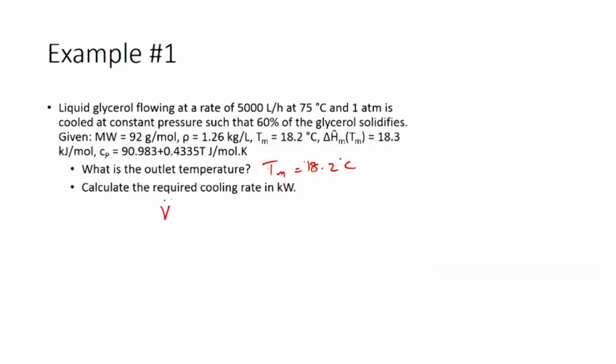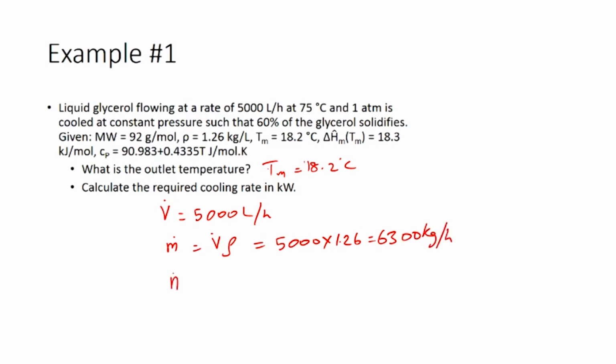The volumetric flow rate, which is 5000 liters per hour, can be converted to mass flow rate, which would be volumetric flow rate times density, which equals 5000 times 1.26, giving you 6300 kilograms per hour. Now, this mass flow rate needs to be converted to molar flow rate using the molecular weight. So, your mass flow rate divided by molecular weight, which is 6300 divided by 92, gives you a molar flow rate of 68.5 kilomoles per hour.